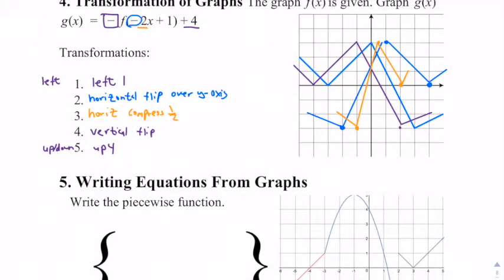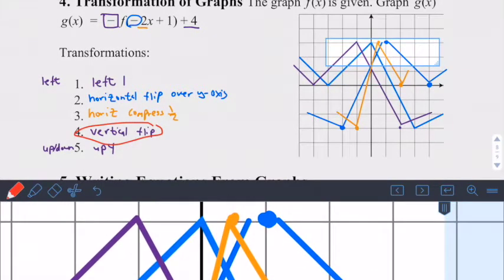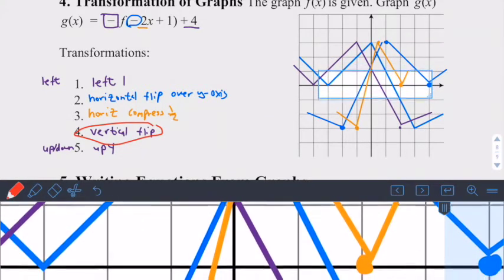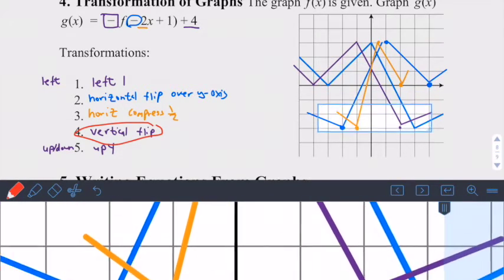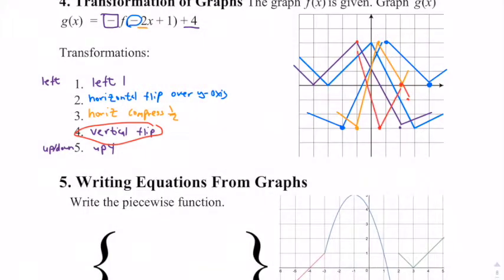We still have 2 more to do. We have to vertically flip it. I'm going to do that in red. So this point's on the axis, so it doesn't go anywhere. This point is 1, 2, 3 away, so I'm going to move it down 3. 1, 2, 3. And now finally I'm going to move it all up 4.